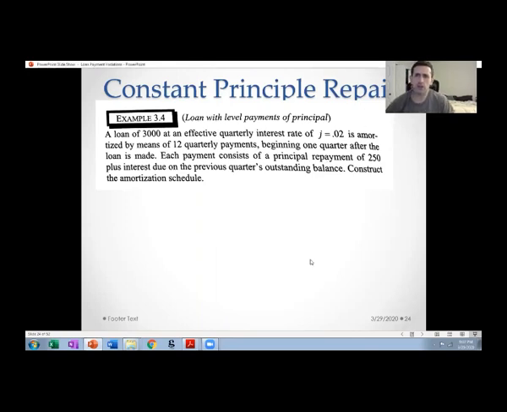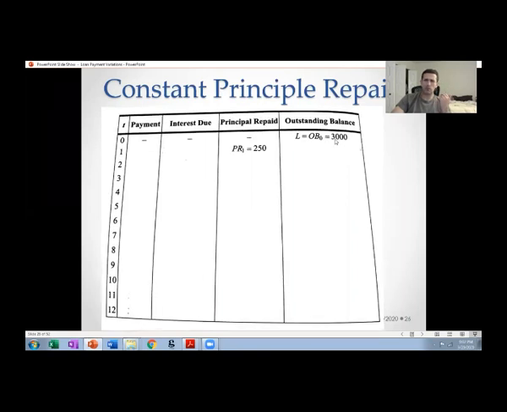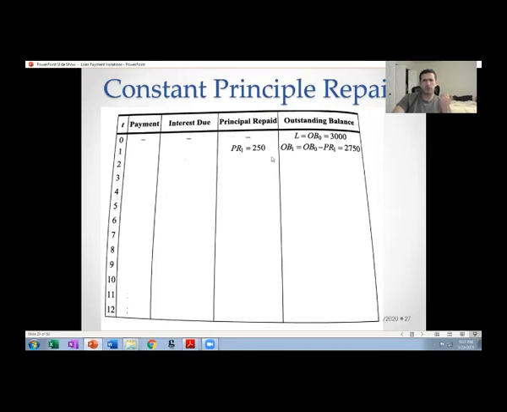Okay, so let's see what's going on here. Well, so you take out this $3,000 loan. You're paying $250 in principal. So that means, at the end of the first period, you pay $250 in principal. So by definition, that means at the end of the first period after that payment, you owe $2750. It's just 3,000 minus 250.